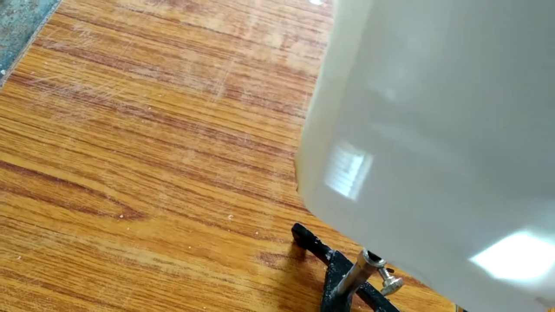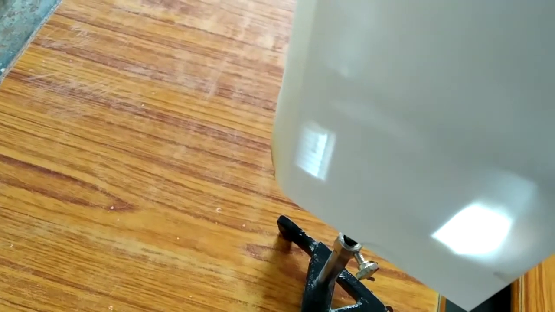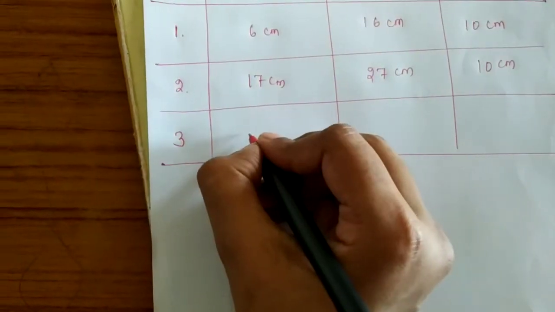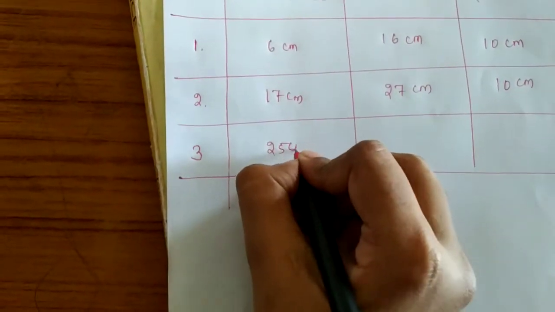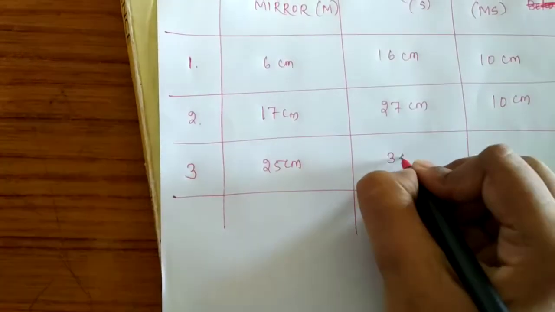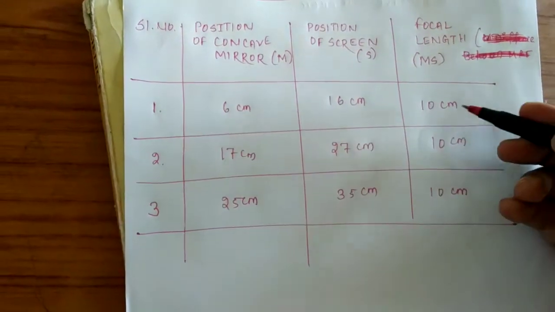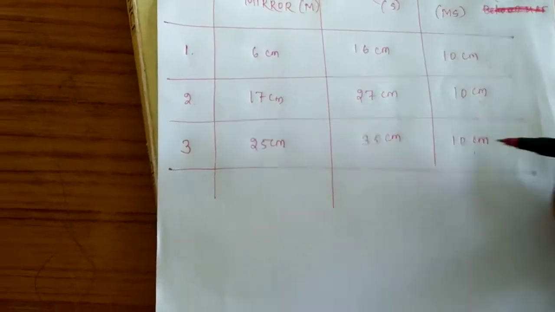Let's write it on our observation table. In our third observation, we have the position of the concave mirror at 25 centimeter and we got the position of the screen at 35 centimeter. So the focal length will be 10 centimeter. So in each observation we got the focal length as 10 centimeter.